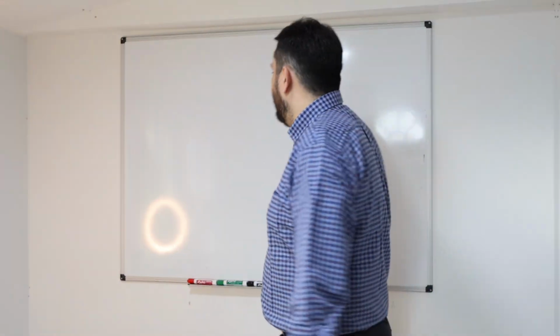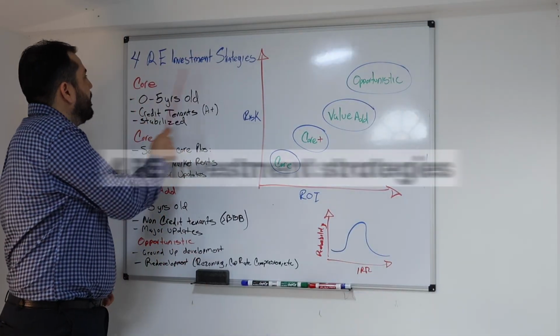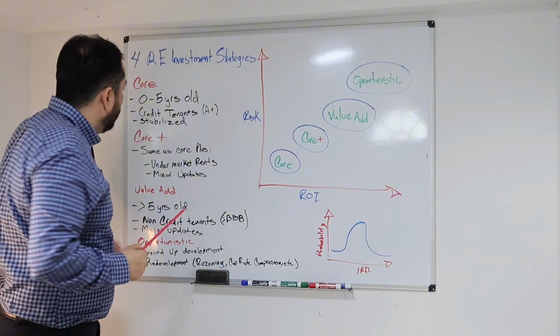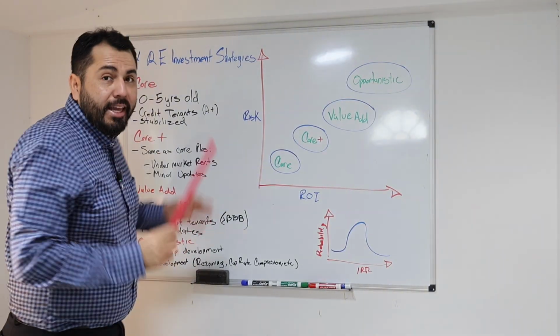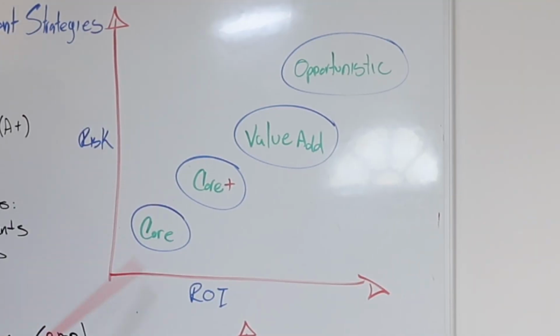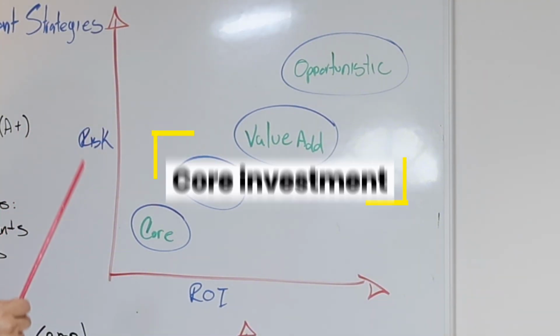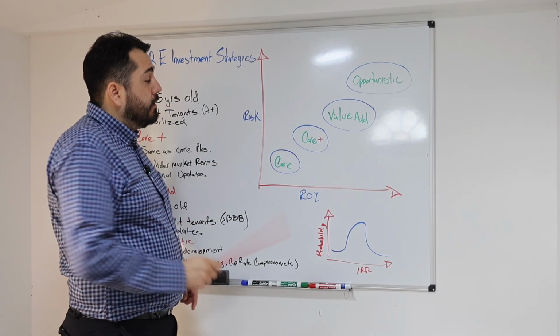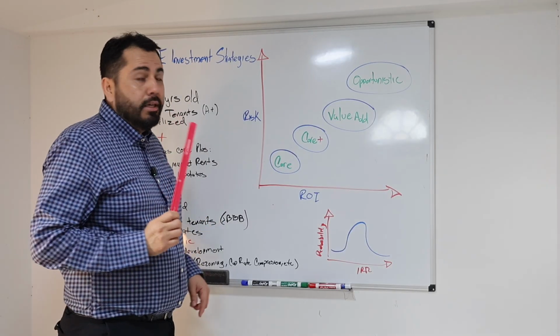Let's dive into it. So here we have the 4 real estate investment strategies to keep your wealth and grow your wealth. When we are talking about these 4 strategies, we have to grab the risk and the return on investment. So we can see here that the core investment is a strategy with the less return on investment, but also with the less risk.